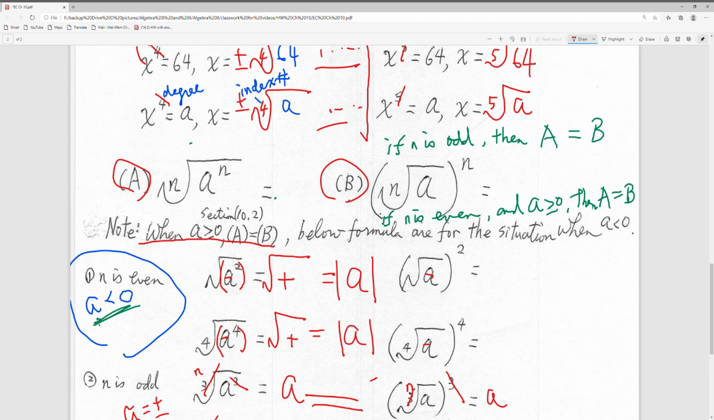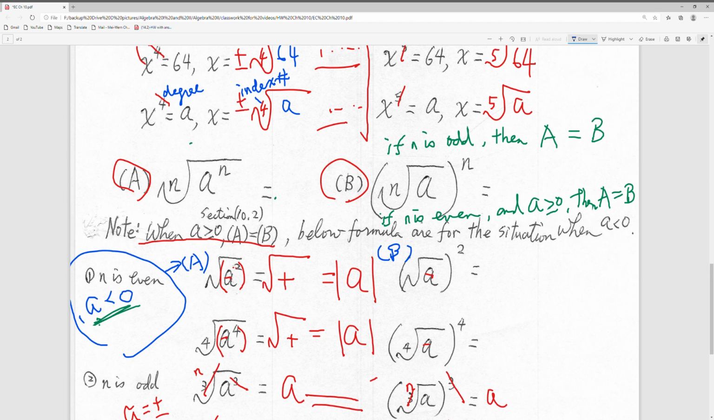Make sense? So yes, you can kind of cancel out, but you need to guarantee it's positive. And this is part B, right? This is part A. So when n is even, and this inside A is negative, then you need to guarantee absolute value.